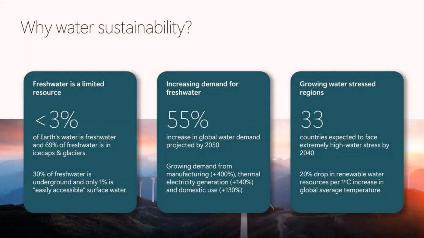So why water sustainability? As you all know, freshwater is a fast depleting resource. As you can see, less than 3% of the Earth's water is in fact fresh water. And of that, 69% is in the form of ice caps and glaciers, and 30% of it is underground. So essentially, only 1% of the water is easily accessible or easy to use.